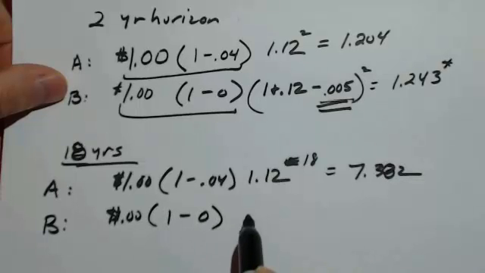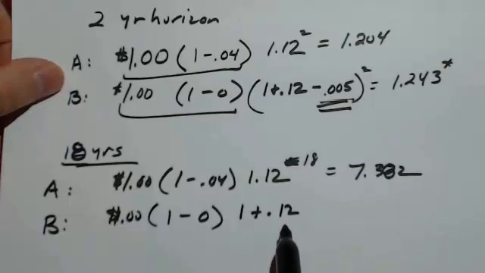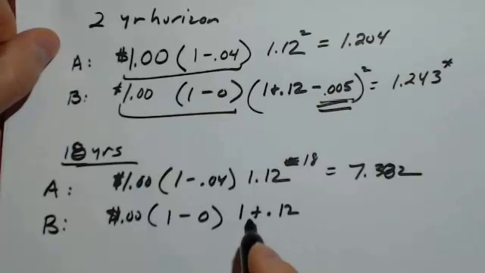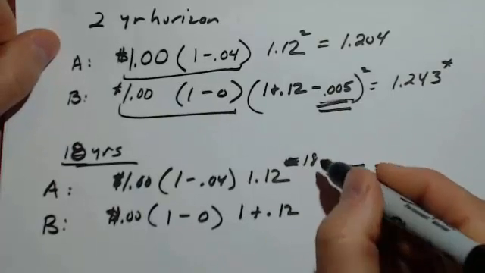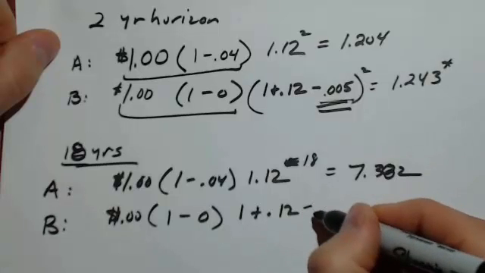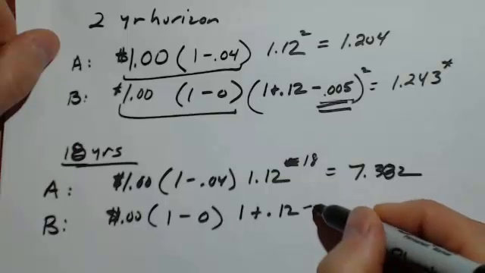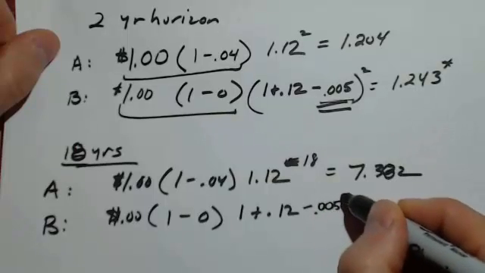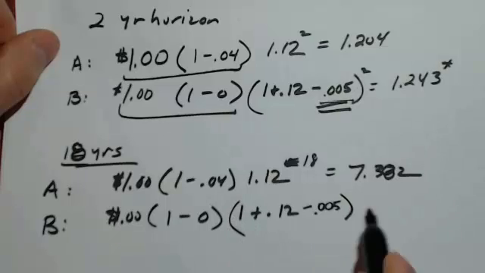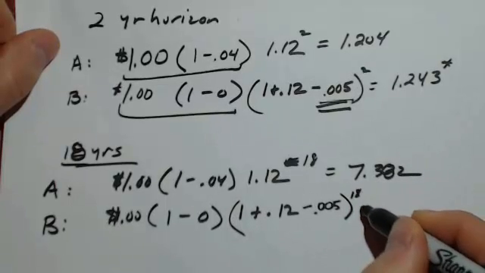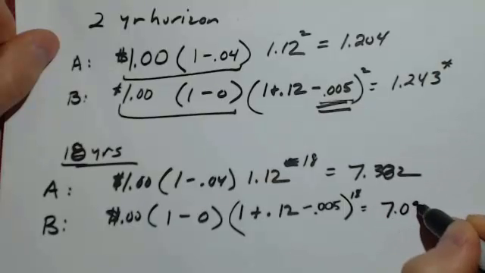Class B shares, now you invest your dollar, right? And there's no fee, and you're earning 12% of your portfolio less operating expenses, minus your 0.5% right here, right? So that's a reduction. Take that to the 18th power, and you end up with 7.095.